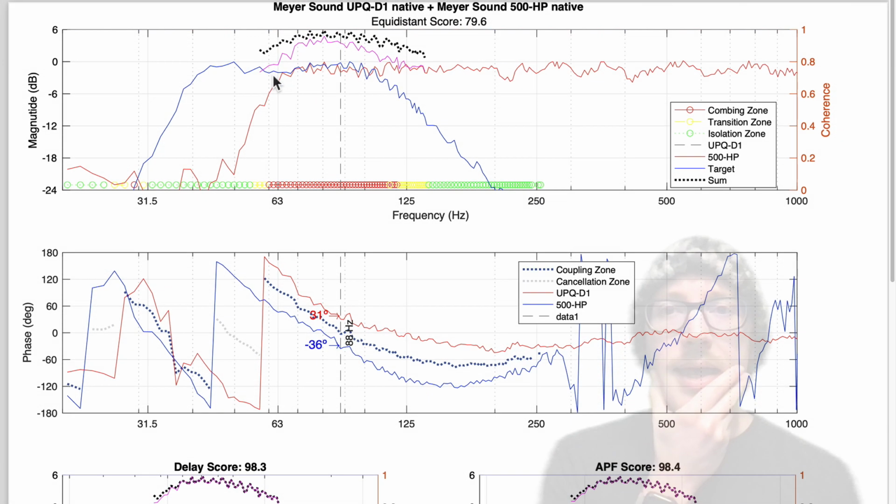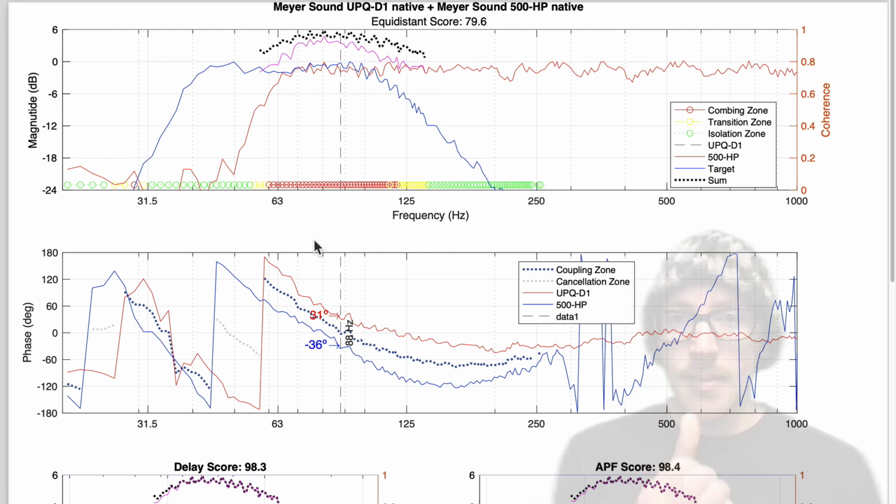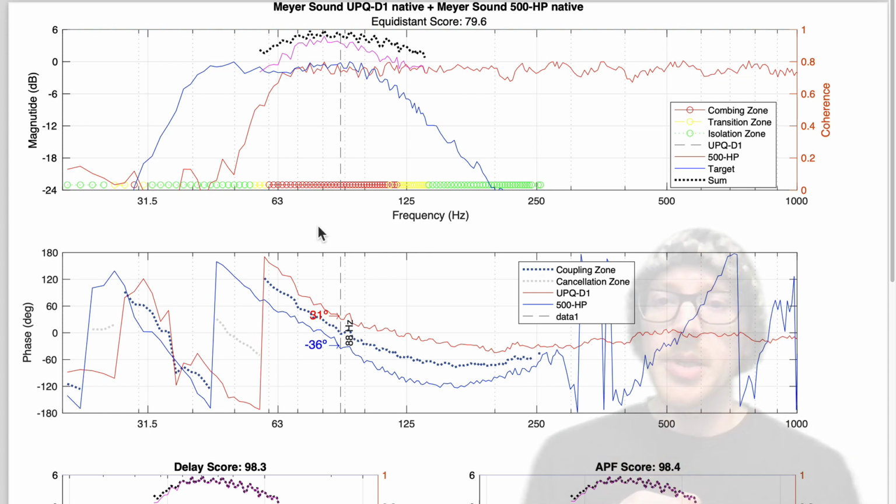Okay, so here we have a main subalignment. This is a magnitude graph. This is a phase graph. Don't look down here yet. Just look at these top two graphs for now. There's a lot going on here, but what I've tried to do is incorporate some of the things that we've been talking about related to the summation zones.